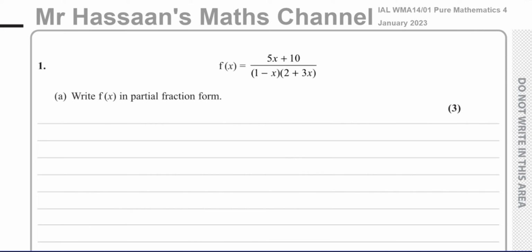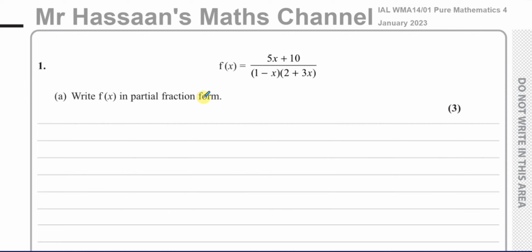So question number one, a very typical type of P4 question, and a very basic one. It says write f of x in partial fraction form. So this is from the first chapter, well, now it's the second chapter I guess, of P4, which is partial fractions. So we have to split this up into partial fractions.